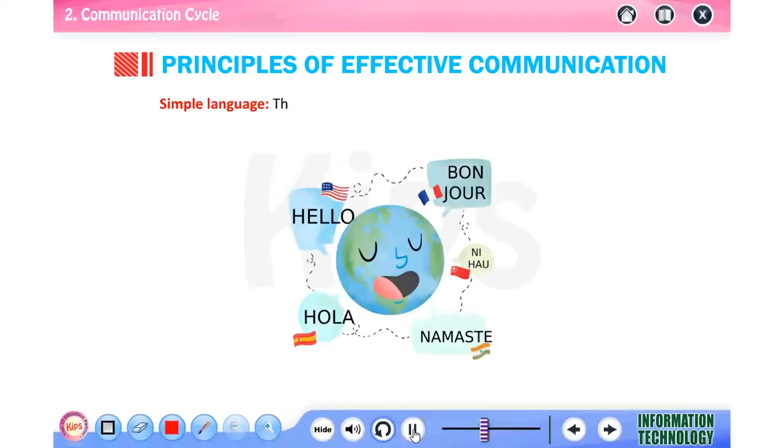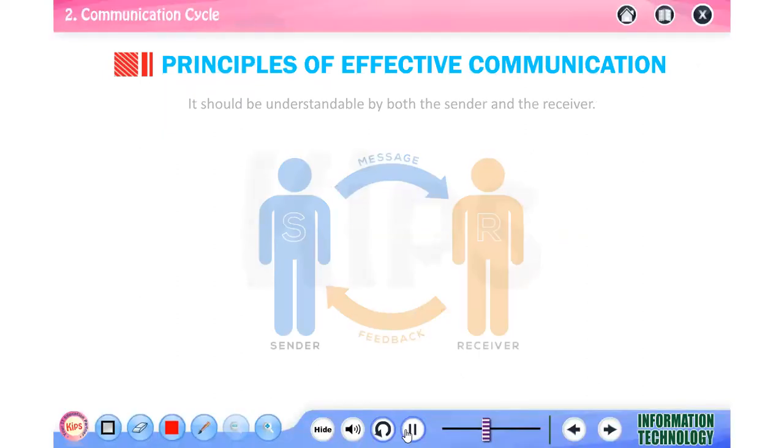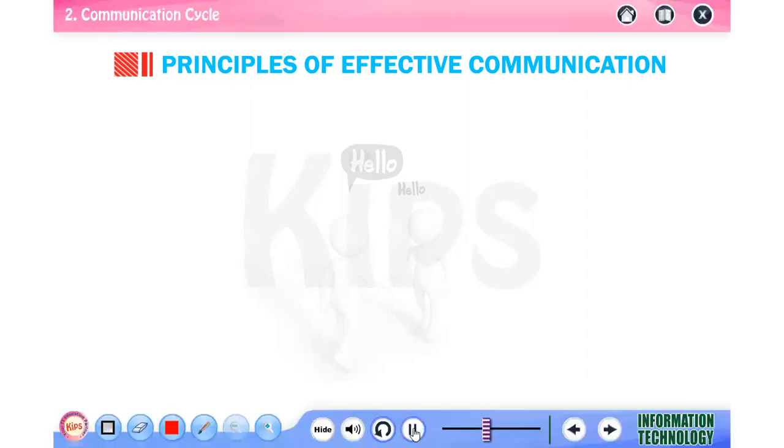Simple language. The language used in communication should be simple. It should be understandable by both the sender and the receiver. Yes, the communication has to be simple. I mean to say that in the principles of effective communication, the first and foremost thing is that the language should be simple. If the language is simple, then it will be easier for both the sender and the receiver to understand the thing better. This is the main thing.